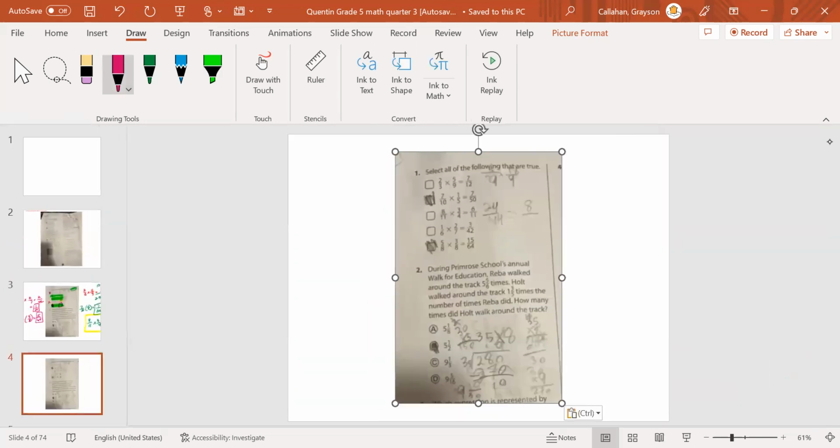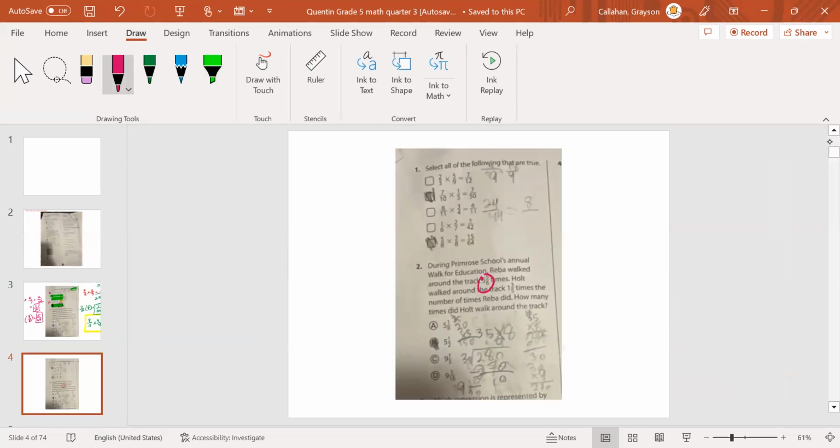During primary school's annual walk for education, Reba walked around the track 5/5 times. Holt walked around the track 1 3/5 times the number of times Reba did. How many times did Holt walk around the track? What are you gonna do with those numbers? Yeah, Holt is gonna be 1 3/5 times of what? Reba, right? And how many times did Reba walk?